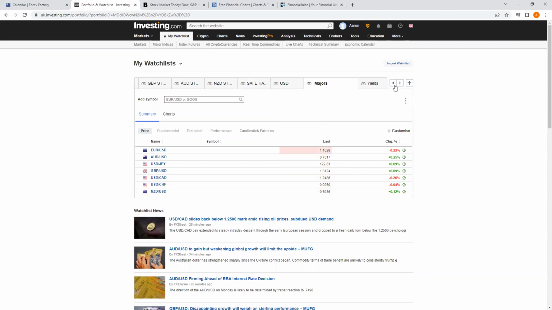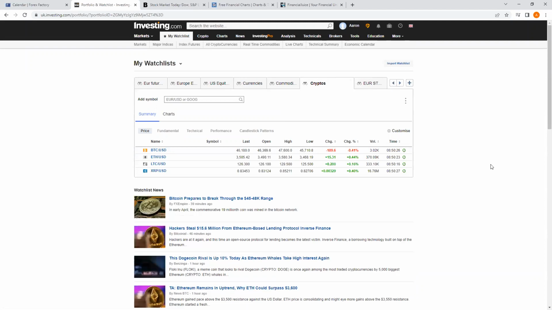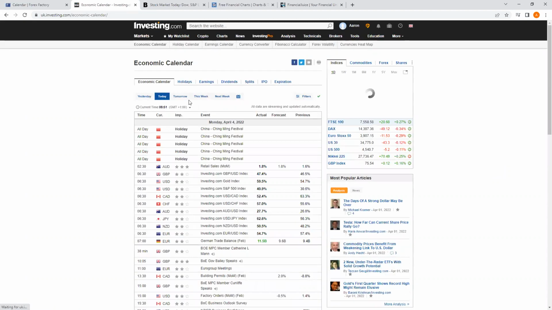Now, in terms of the crypto market, we are seeing a marginal bid in early trade, with Bitcoin the outlier, down by 0.4%. Look, Ethereum against the dollar is up by 0.5%. Litecoin against the dollar is up by 0.2%, and Ripple against the dollar is up by 0.4%.